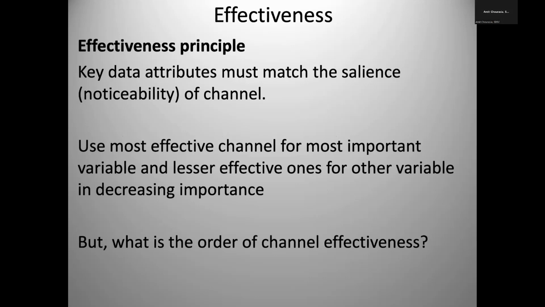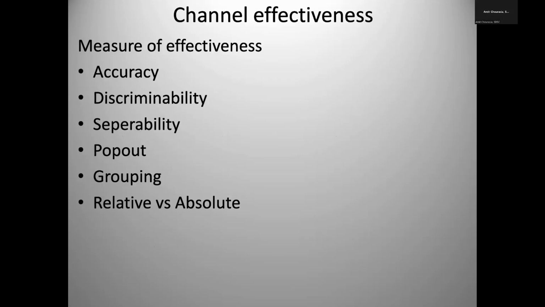Now, the next thing which comes to mind is what makes these things effective. How do we know in which order we should use these things and which is going to be most effective? The idea here is that we want to pick the attributes that are most important and match them with a channel that is highly noticeable, that has a higher order of effectiveness. The other attributes we should relegate to less effective ones. Now the problem is, we need to know the order of effectiveness for all these channels that are available to us. So who decides that, and how do we find that out?